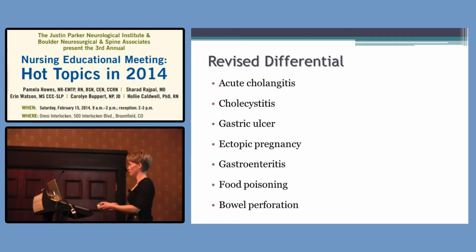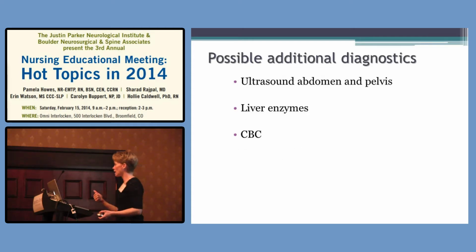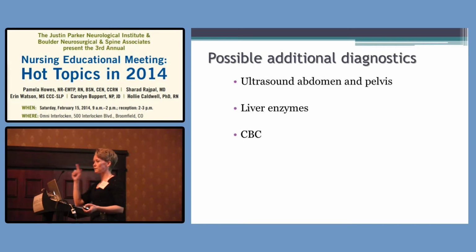Now what are we going to do? We're going to get some more information. So we want an ultrasound of her abdomen and pelvis. Why do we want that?